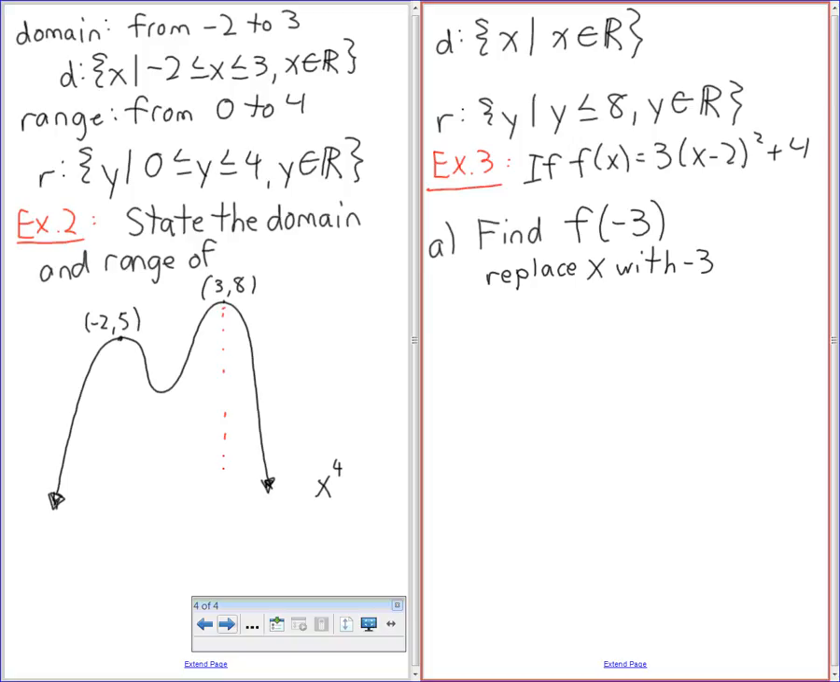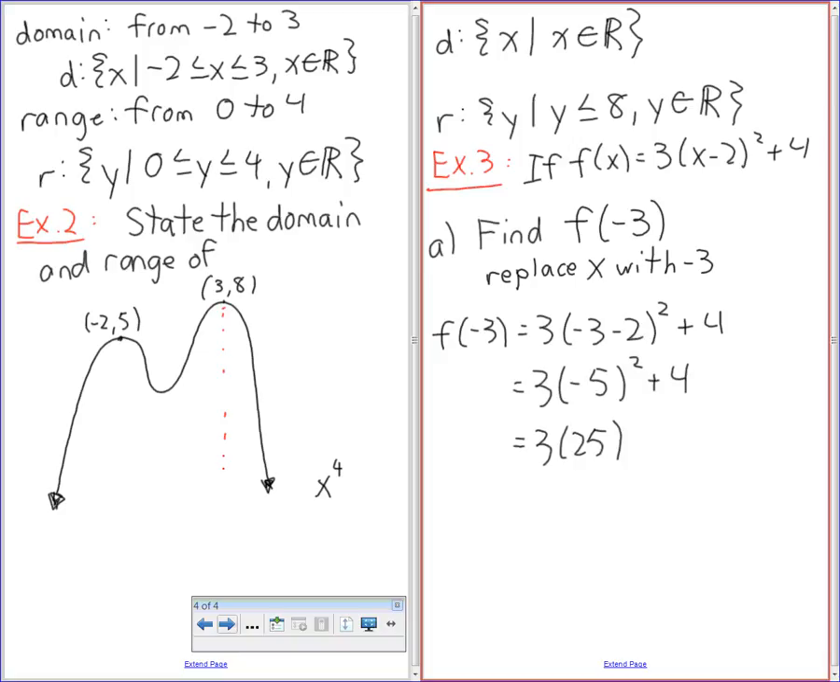Okay, so it's going to be f of negative 3 equals 3(negative 3 minus 2) squared plus 4, which is 3 times negative 5 squared plus 4, which is 3 times 25 plus 4, which is 75. Now, if you need to use the calculator on that, don't worry. I have this example in front of me, and that's why I can do it.